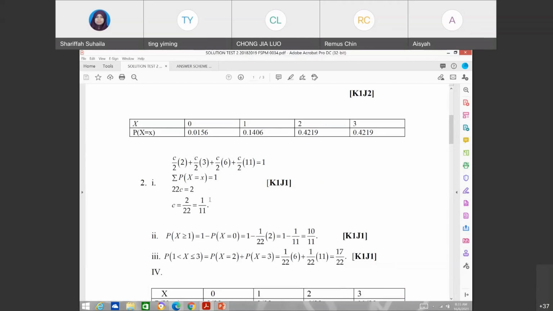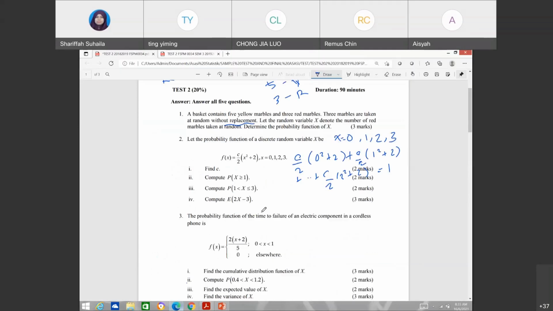The next question, you want to find probability x greater than or equal to 1. After you replace c equals 1 over 11, either you can solve probability x equals 1 plus probability x equals 2 plus probability x equals 3, or the easiest way is just 1 minus probability x equals 0. So you just substitute probability x equals 0 with c being 1 over 11, so 1 over 22.